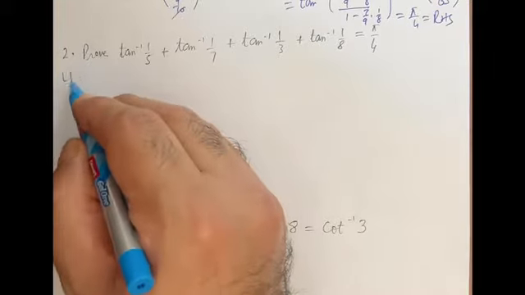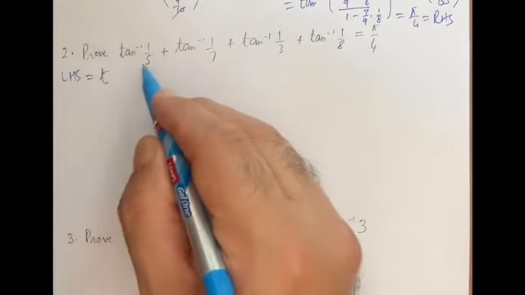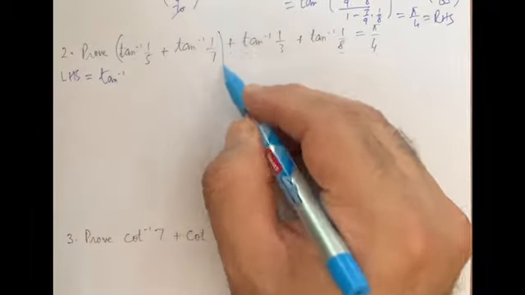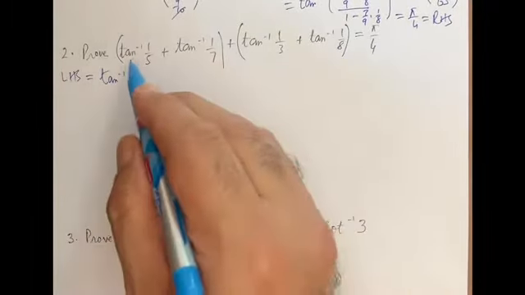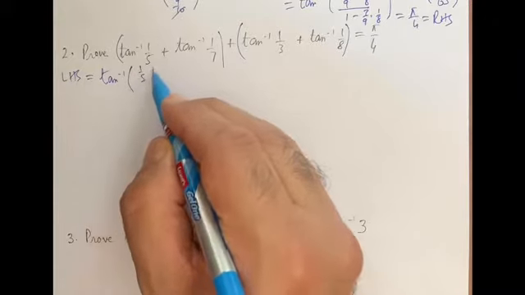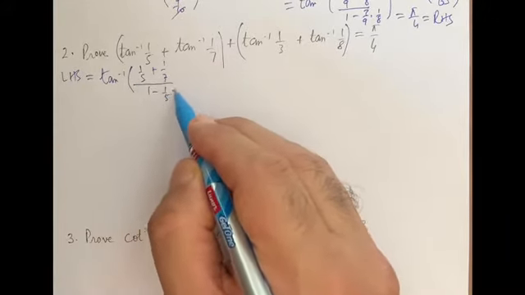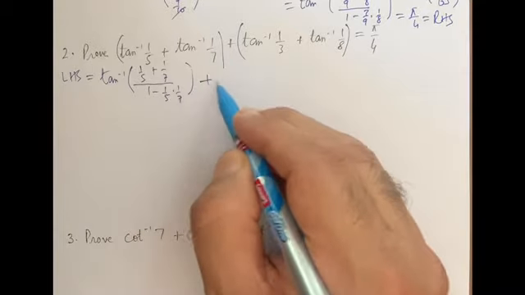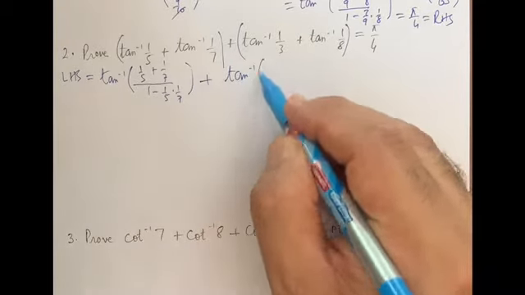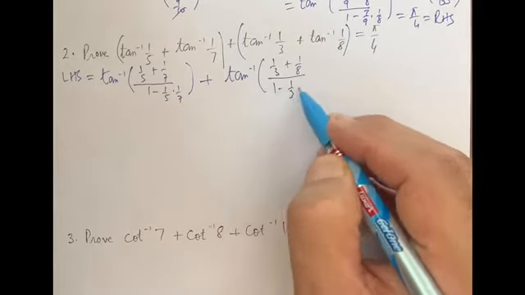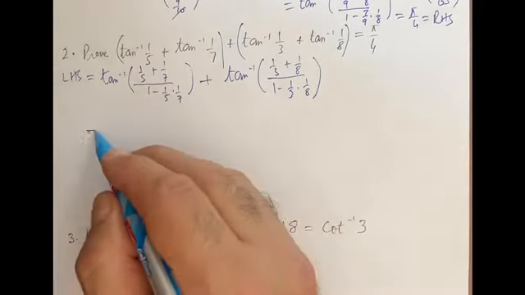So we start from left hand side, which is this plus this. So this is tan inverse, we will combine these two and these two. This is tan inverse of (1 by 5 plus 1 by 7) upon (1 minus 1 by 5 into 1 by 7), plus tan inverse of (1 by 3 plus 1 by 8) upon (1 minus 1 by 3 into 1 by 8).